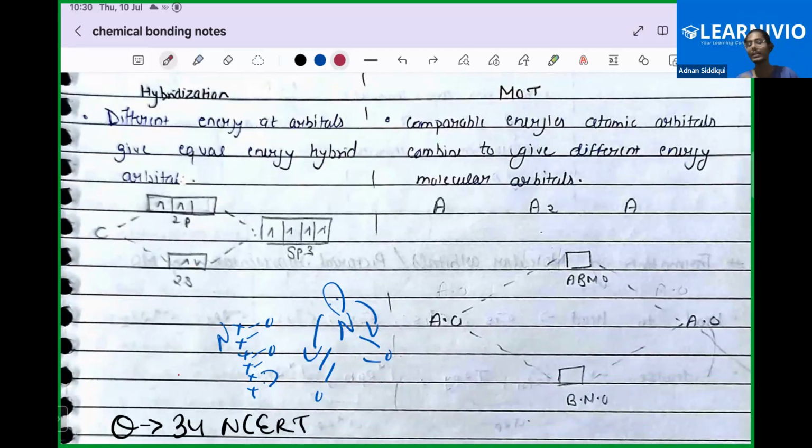Can you answer me why this is important? Why do we need this hybridization? Why do we need orbitals to have the same energy? I told you this in the last class. What was the reason? To like, for reactions, because they won't react if they're not in their hybrid form.